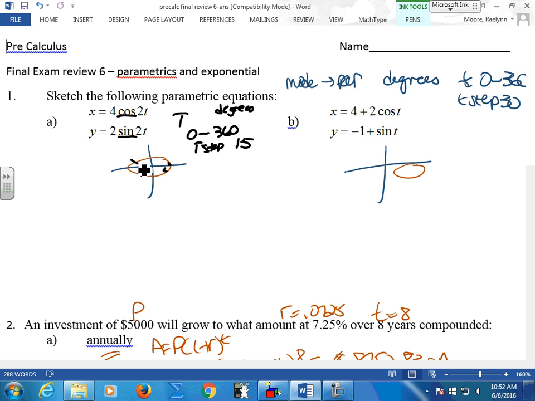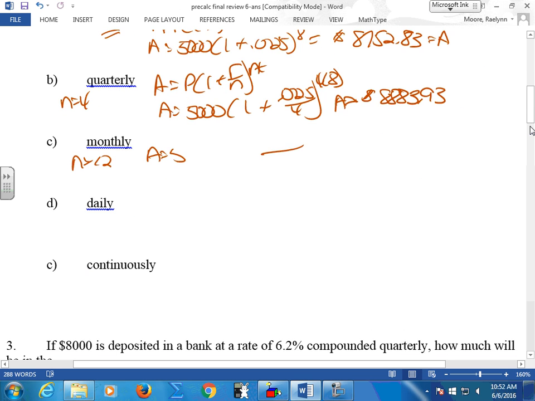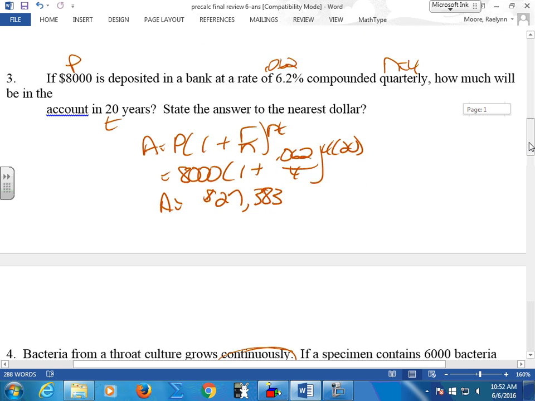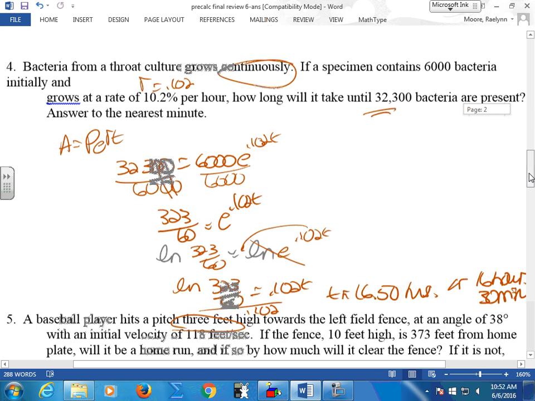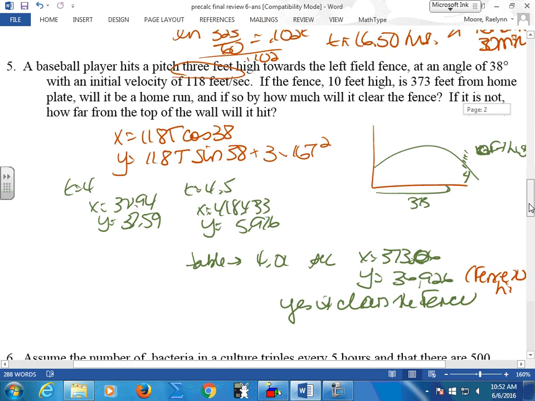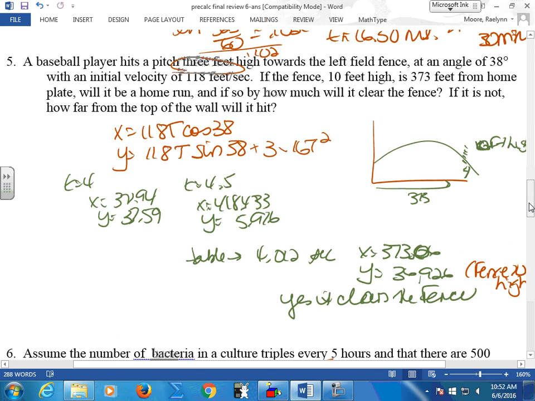We did 1, 2, 3, and we did the nine. That's right. Did we do the baseball player? No. Okay, so let's start with this. This is a great one that you might see again.